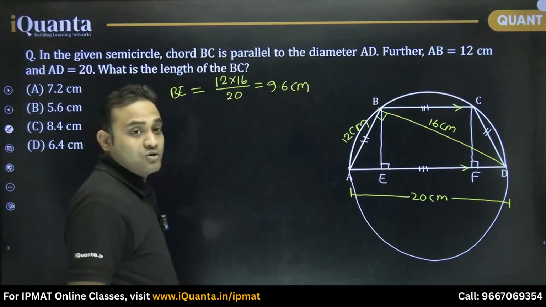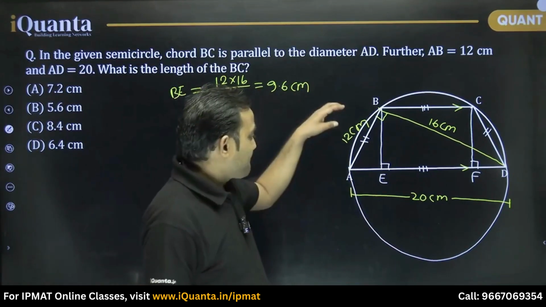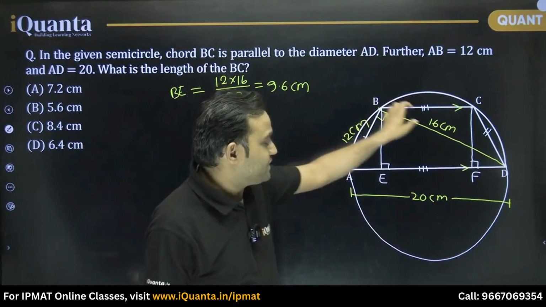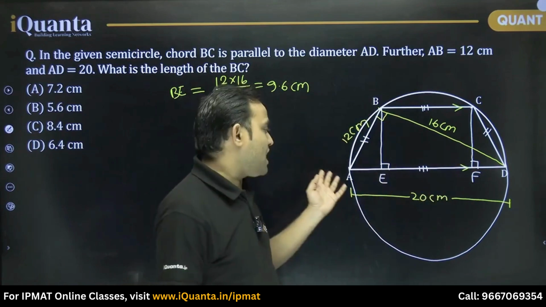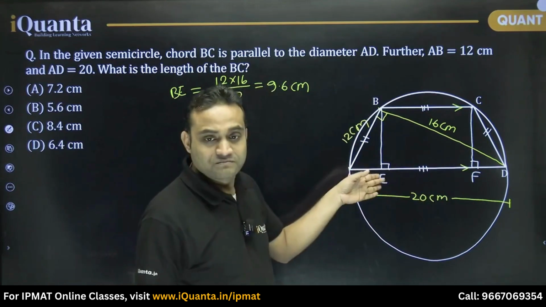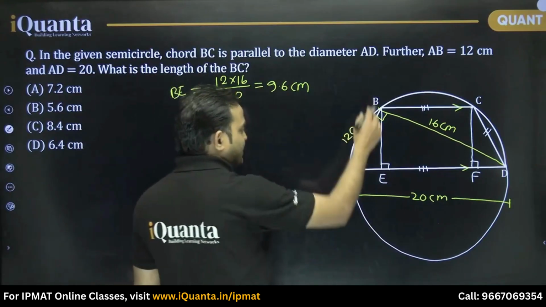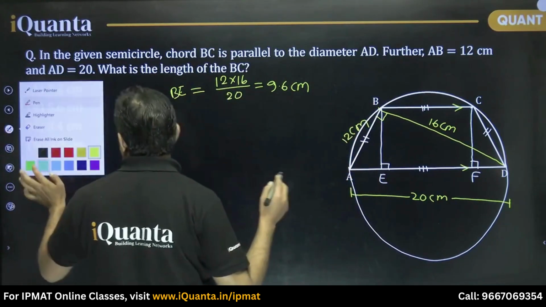Okay, how do we get this relation? Area of this right angle triangle will be half into AB into BD, which is also equal to half into AD into BE. Comparing those, you get this relation. So we got BE is equal to 9.6.